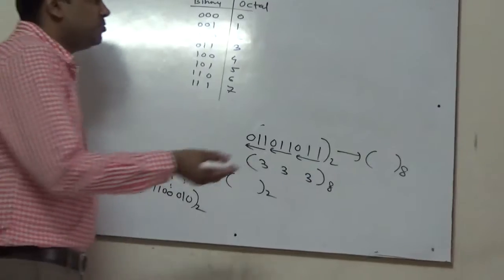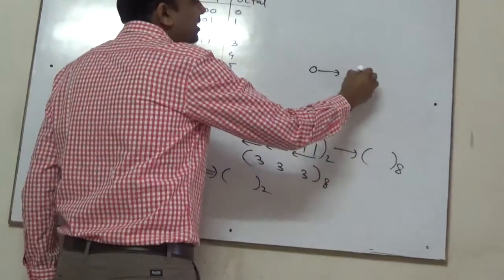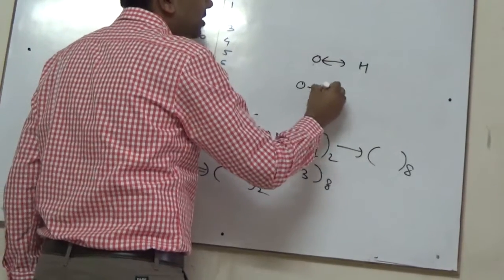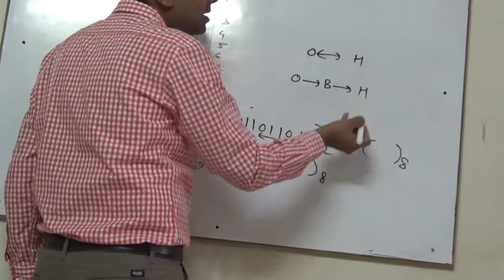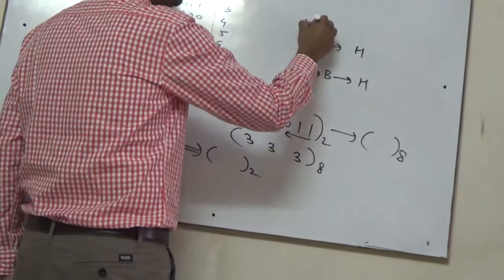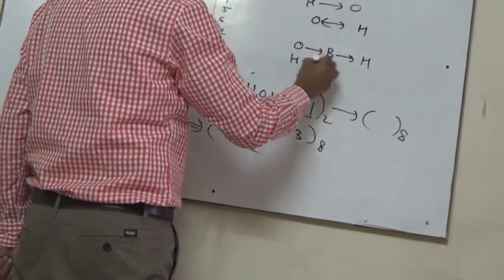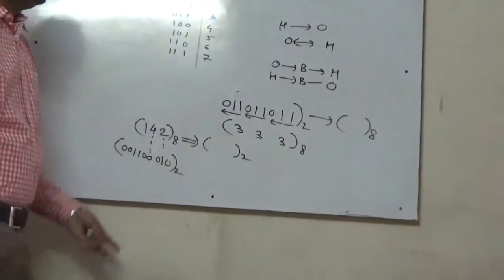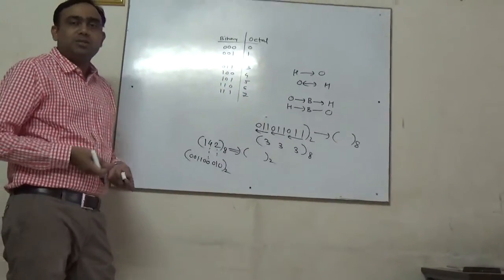And lastly, suppose we want to convert from octal to hexa or something like that. What can we do? We can convert from octal to binary and binary to hexa. Or suppose you want to convert from hexa to octal, what do you do? Hexa to binary and binary to octal. This is also possible. So I think you got this.